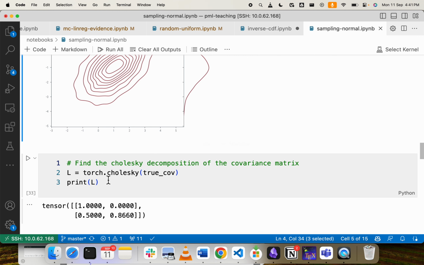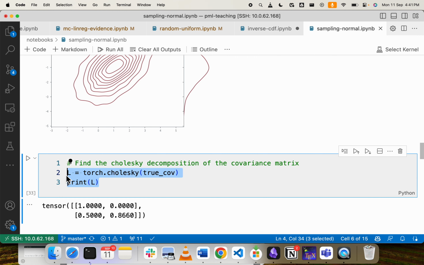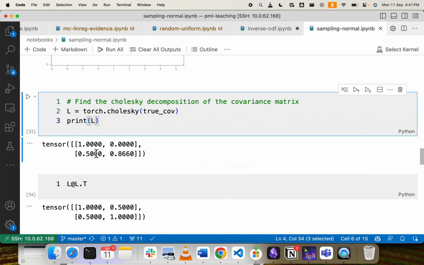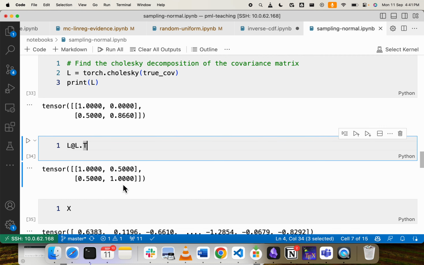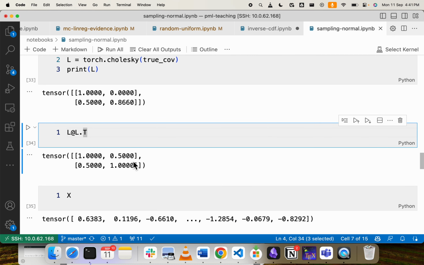But instead, now let's find the equivalent of the square root of the covariance matrix, which is known as the Cholesky decomposition. So L equals torch Cholesky of the true covariance. This gives you a matrix 1, 0, 0.5 and 0.86. So it gives you a lower triangular matrix. That's the equivalent of square root. You can verify that L times L transpose gives you the original covariance matrix. Right.